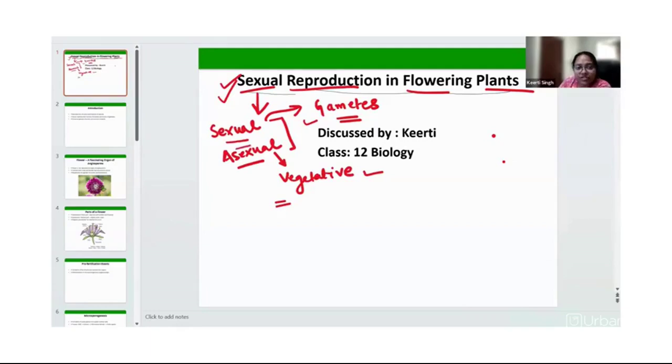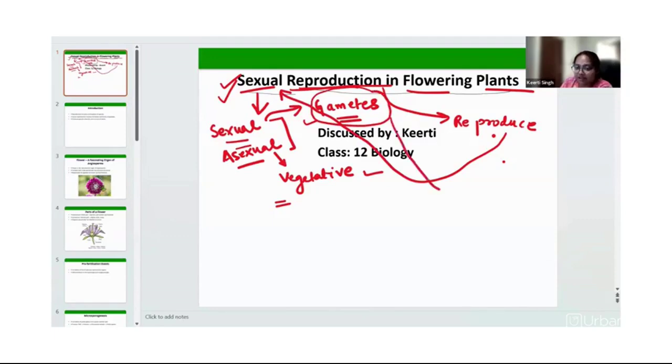So, sexual reproduction: reproduction means that something is being reproduced, and that too with a process which is sexual in nature. It means there must be some gametes involved. These gametes are nothing but the sex cells that are involved in the reproduction. So here we are going to study flowering plants.